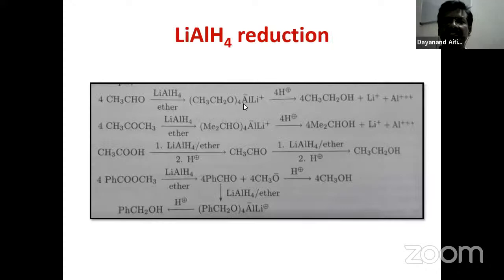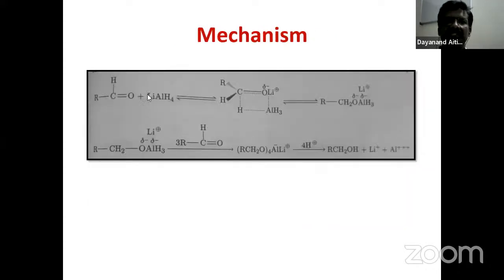Aldehydes are converted like this. Here we had already seen the involvement: when the aldehyde reacts with lithium aluminum hydride, it forms a complex, RCH2O-AlH3, which reacts with 3 other moles of this aldehyde, and finally alcohol is formed. Just remember, hydrogen is transferred. Lithium aluminum hydride has 4 hydrides, therefore each one is transferred.